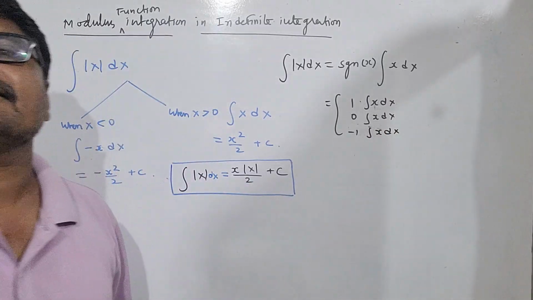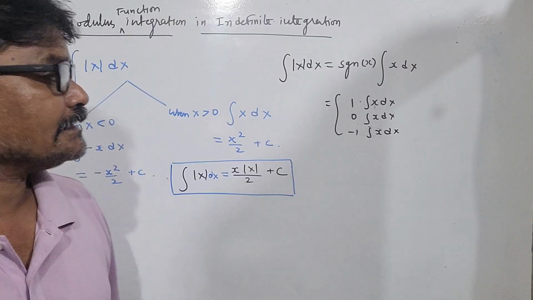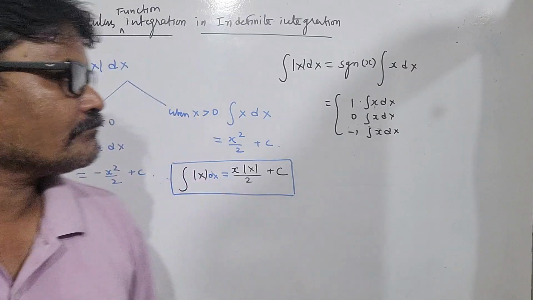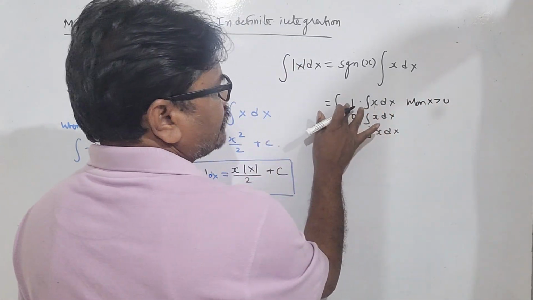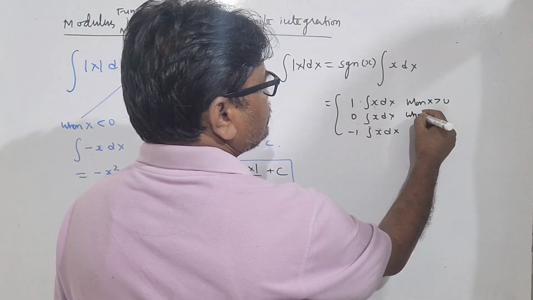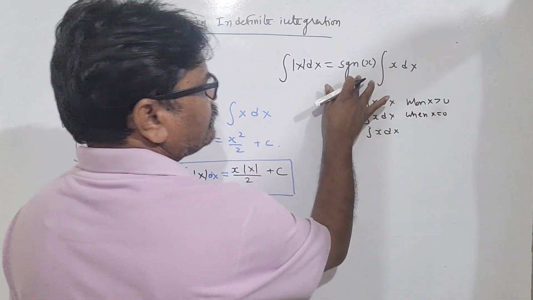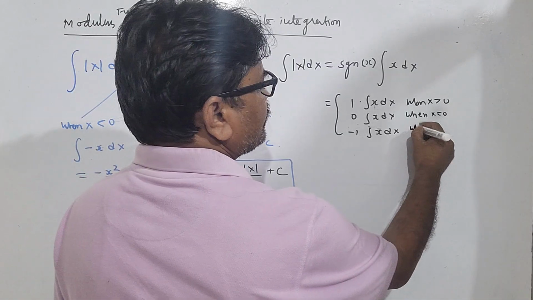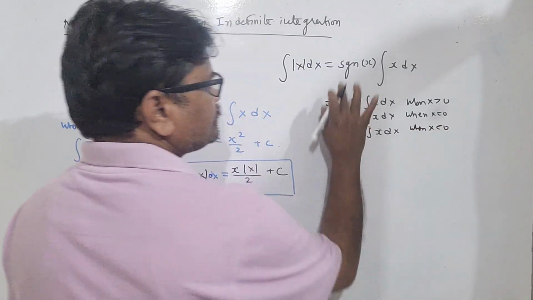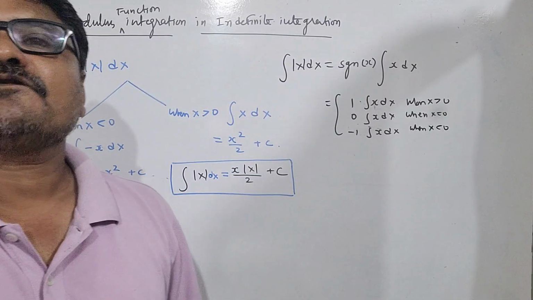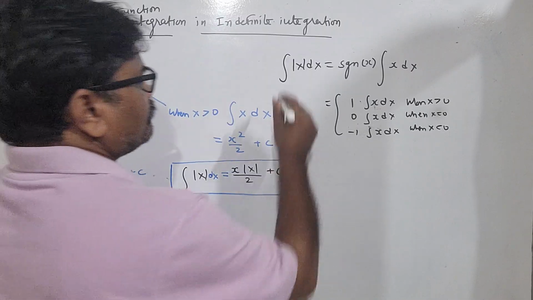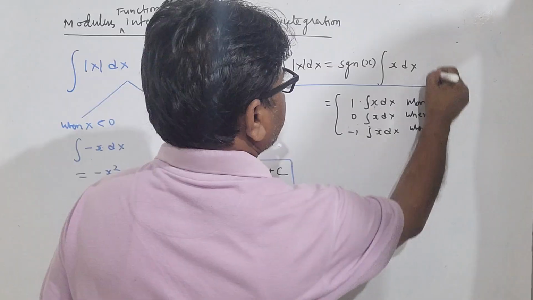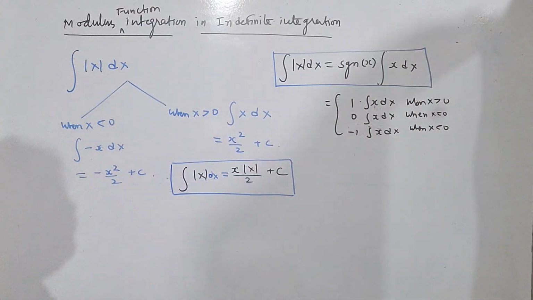Correct? Because signum of x is either 1, 0, or minus 1. When x is greater than 0, signum of x is 1. When x is 0, then signum of x is 0. When x is less than 0, then signum of x is minus 1. So I can write down the integration of modulus of x with respect to x is signum of x into integration of x dx, and this is the correct way.